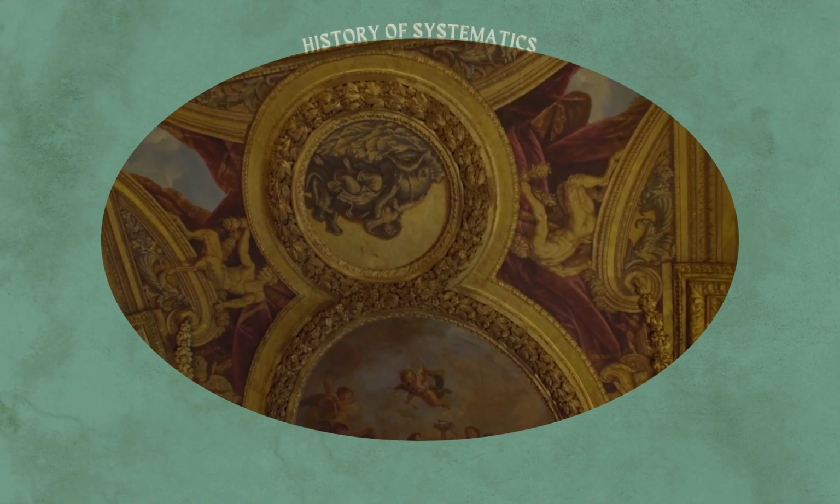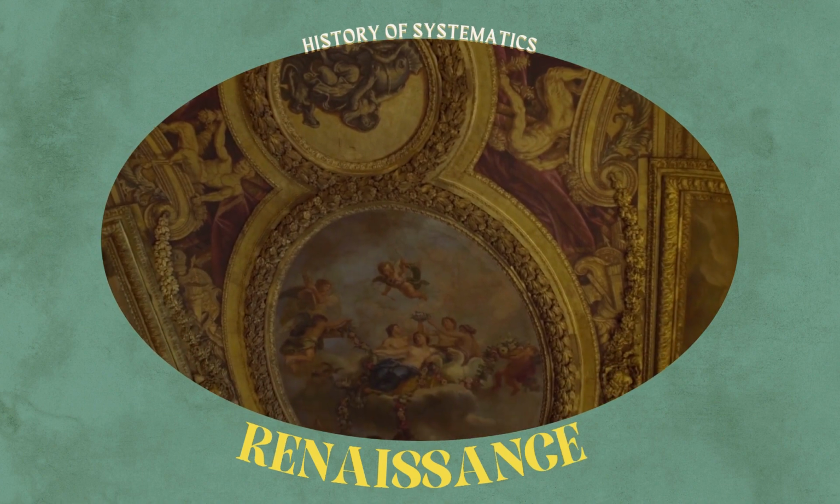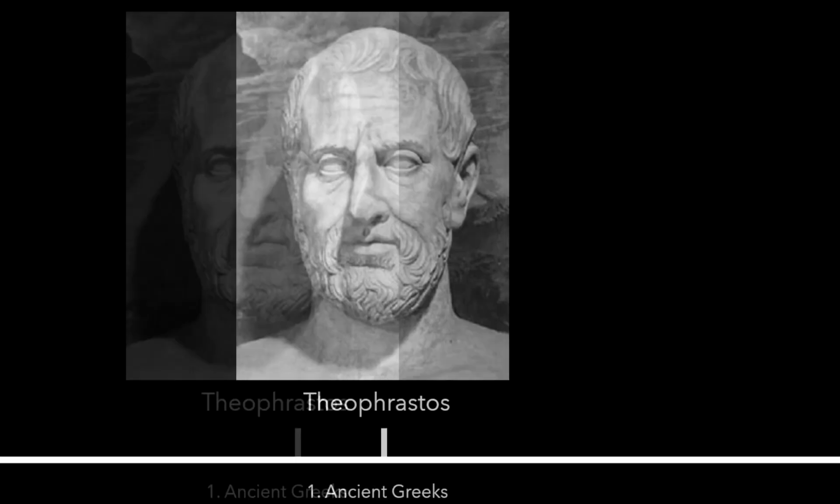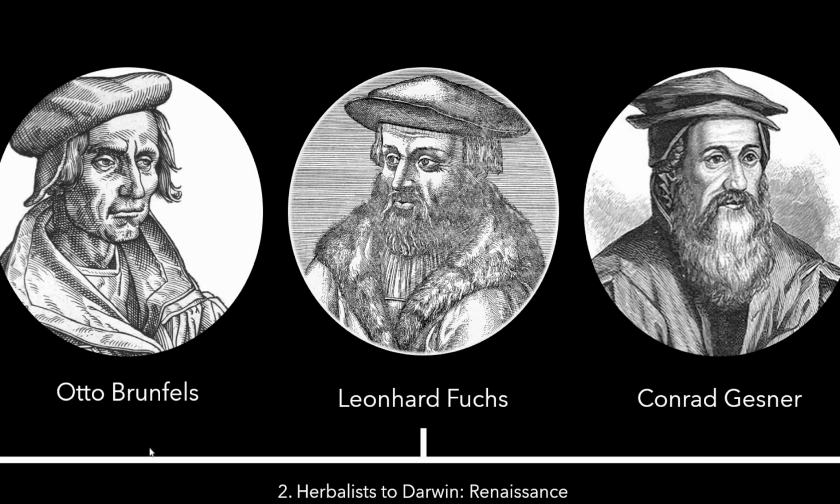So now we move to the Renaissance period. During the Renaissance, we will look at a lot of botanists, zoologists, and scientists at the time. So let us first look at our herbalists. And these include Otto Brunfels, Leonhard Fuchs, and Conrad Gessner.